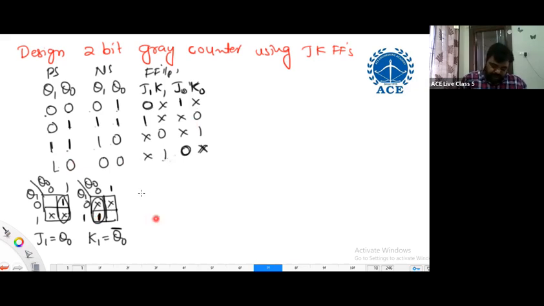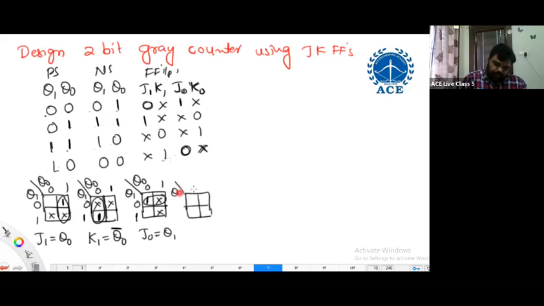And again, J0 and K0. What is it here? J0. 0, 0 is 1. 0, 1 is don't care. 1, 1 is don't care. Then J0 is equal to Q1 bar. What about K0? 0, 0 is don't care. 1, 1 is 1. 1, 0 is don't care. Then K0 is equal to Q1. Yes, correct.